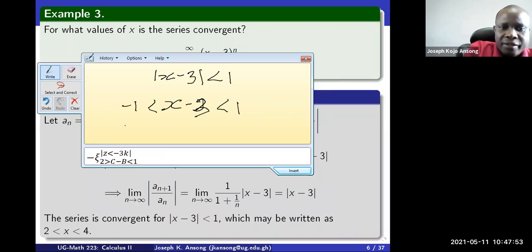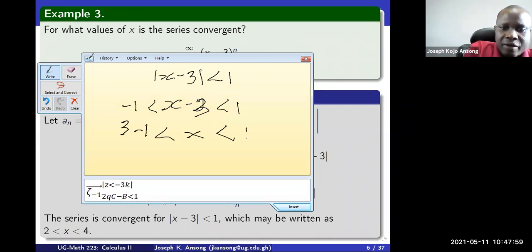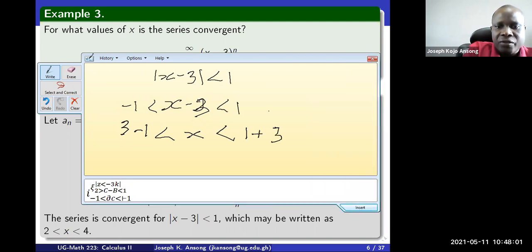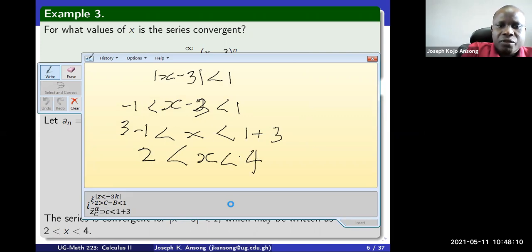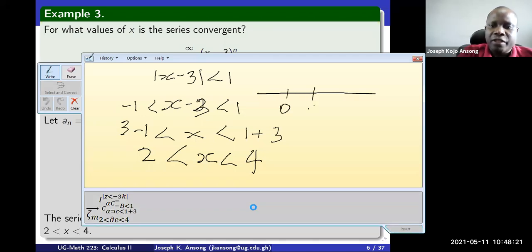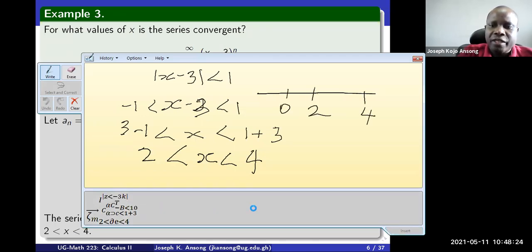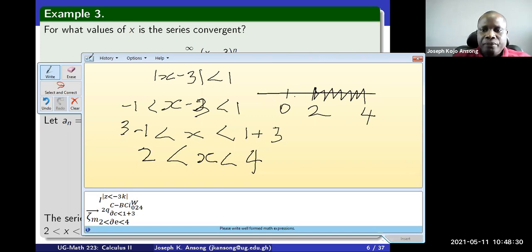You add 3 to both sides, you're going to have 3 minus 1 here, I have x, then I'm going to have 1 plus 3. If you add 3 to each term, you're going to get that. 3 minus 1 is 2, of course, and 3 plus 1 is 4. So the absolute value of x minus 3 less than 1 is the same as the interval x between 2 and 4. So for this series, it means that the series is going to converge in this interval, from 2 to 4, or between 2 and 4. That's what it means.